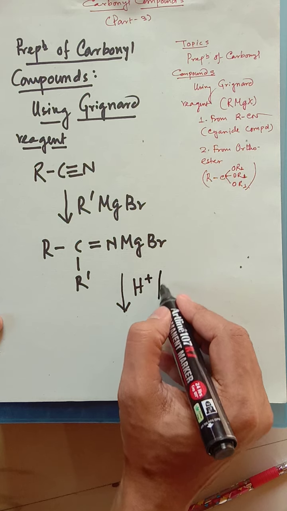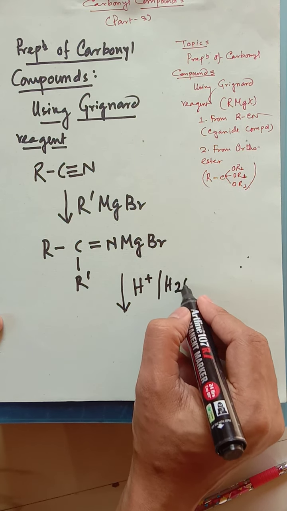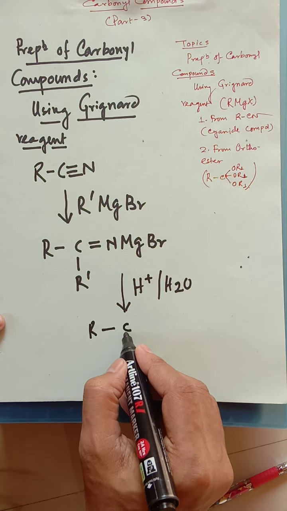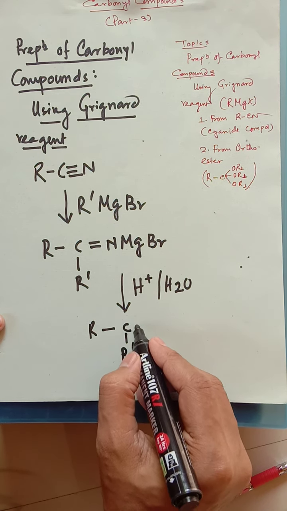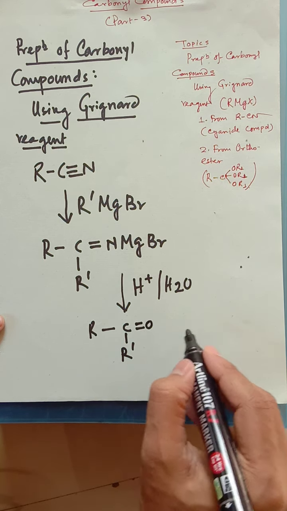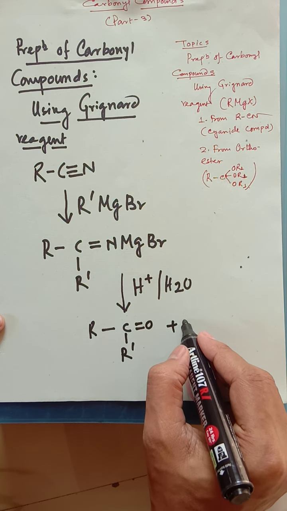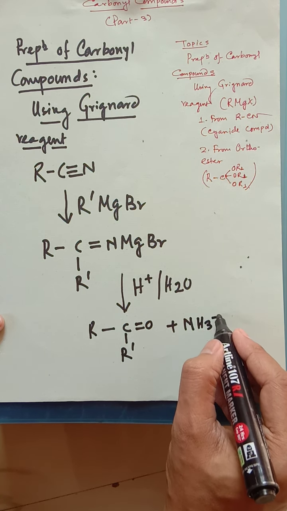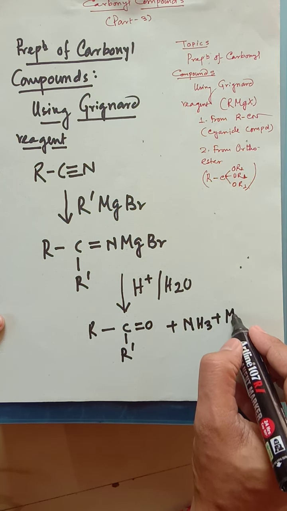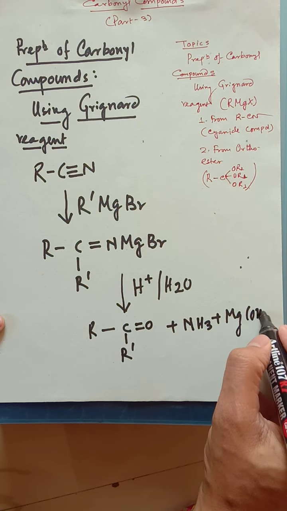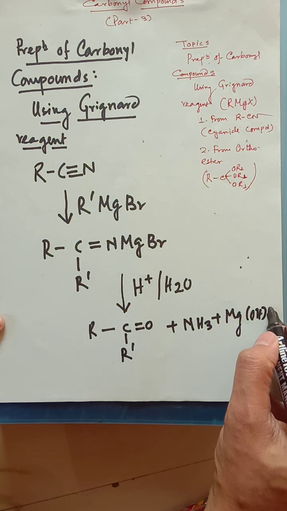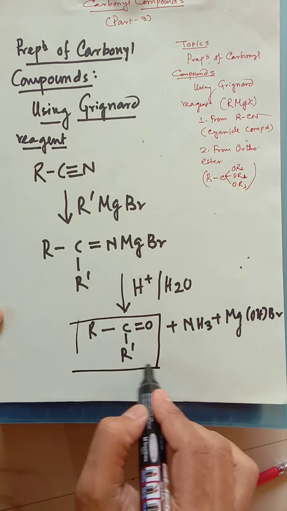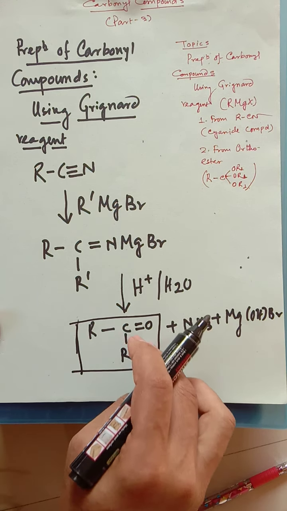that means H plus along with water or dilute acid is given over here. It will prepare this product we have got over here. This is the product we have got. This is the carbonyl compound.